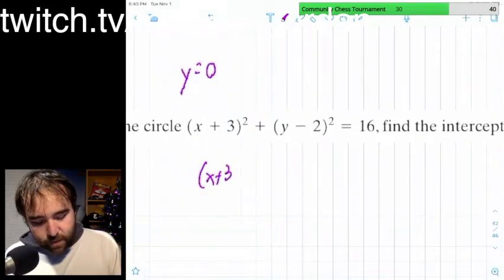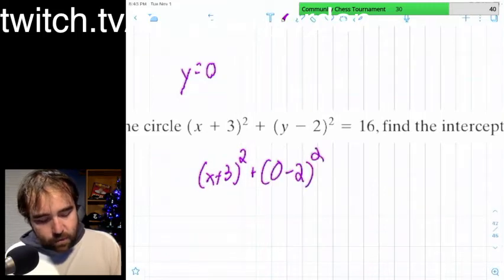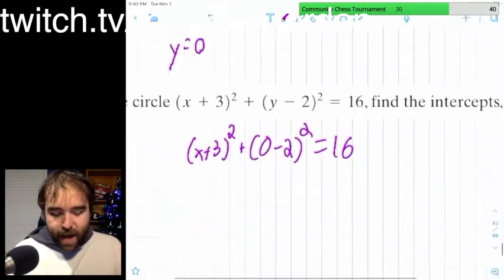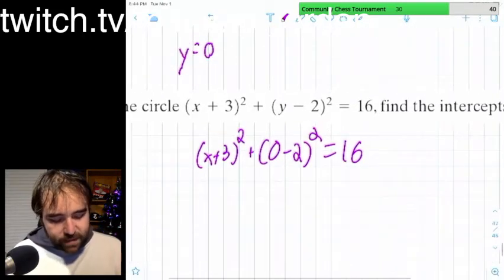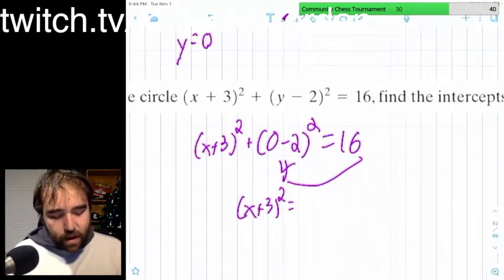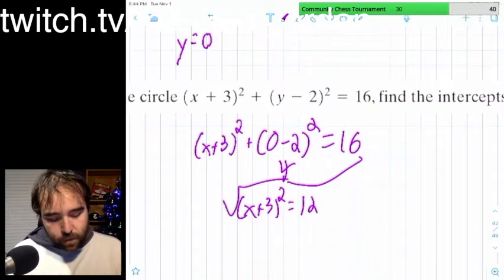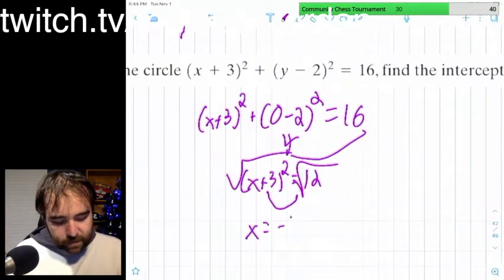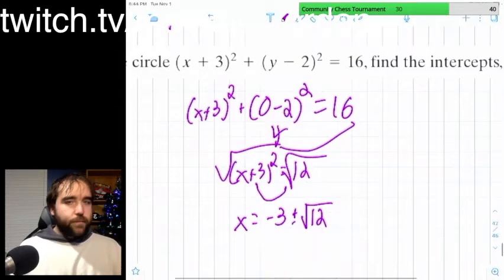So we have x plus 3 squared plus 0 minus 2 squared equals 16. And then, yeah, we're going to do exactly what we did on the last example. So this ends up being 4. We'll subtract it to the other side. So we have x plus 3 squared equals 12. We'll square root both sides and then subtract the 3. So x is negative 3 plus or minus the square root of 12.